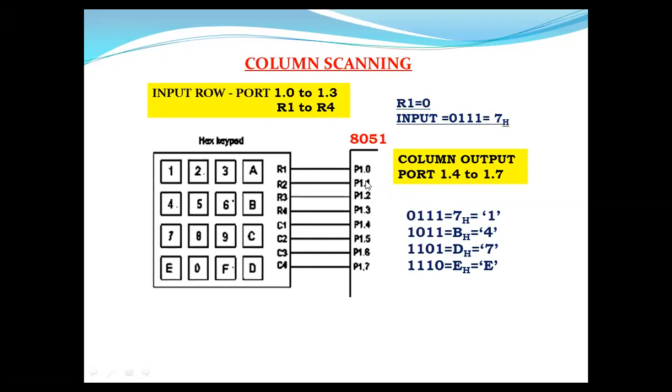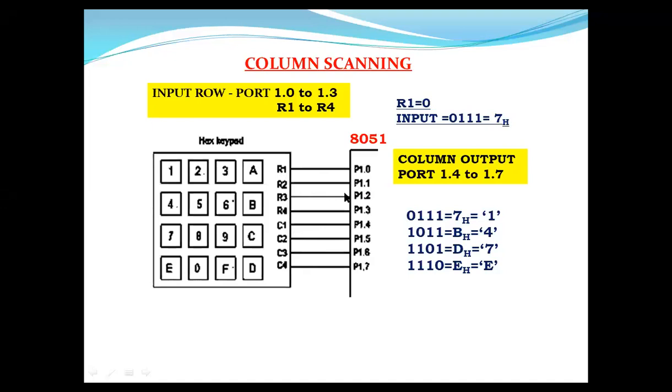So we'll take port 1 itself for rows and columns. So R1, R2, R3, R4. Here this R1 is connected to port 1.0, port 1.1, port 1.2, port 1.3. And the 4 columns we are going to connect after that, so port 1.4, 1.5, 1.6, 1.7. So this is connected to the column. This is how you connect.